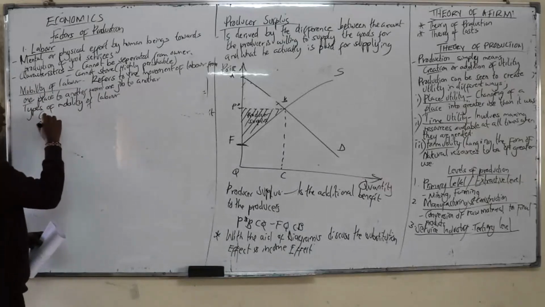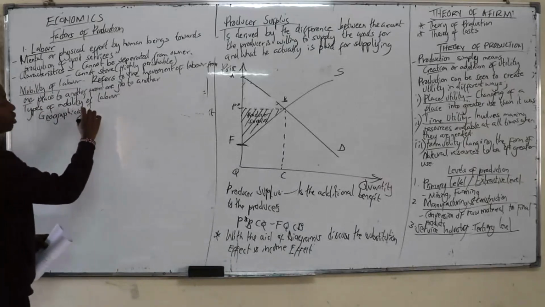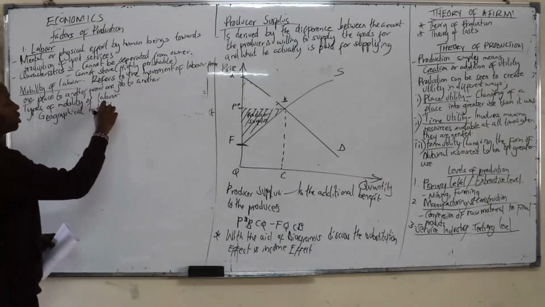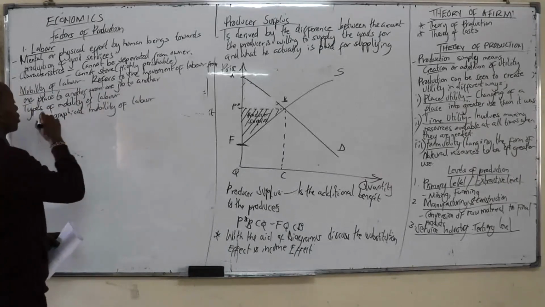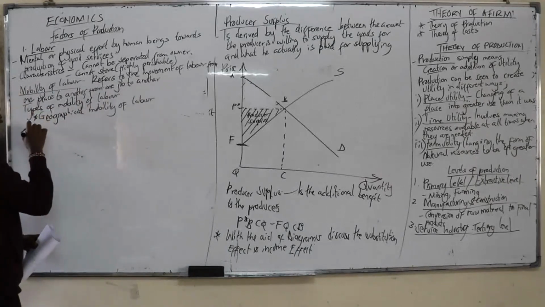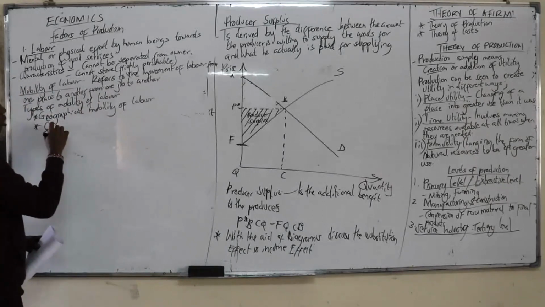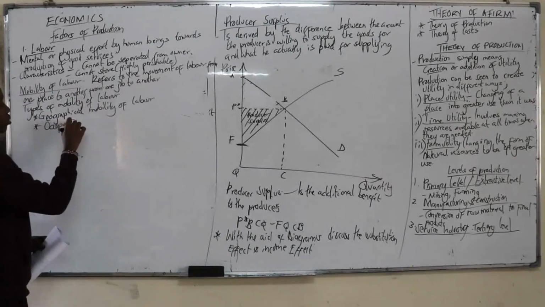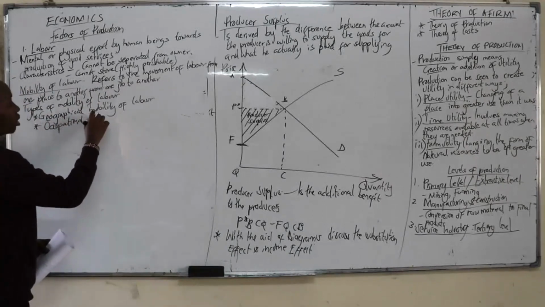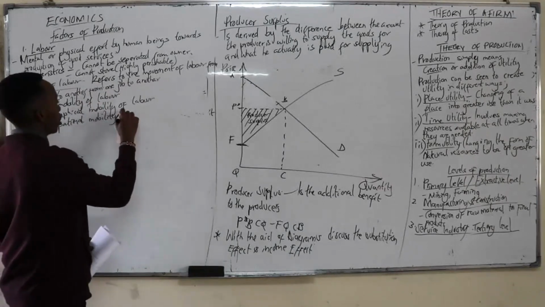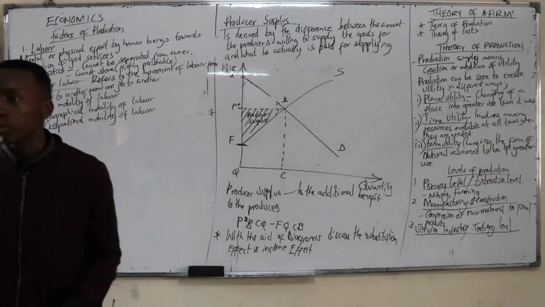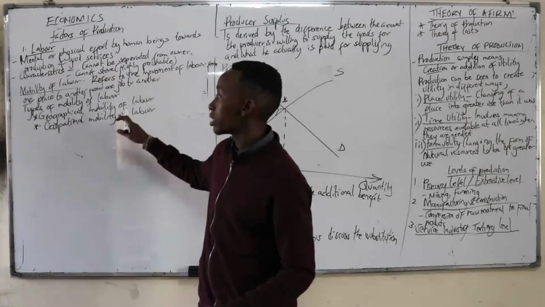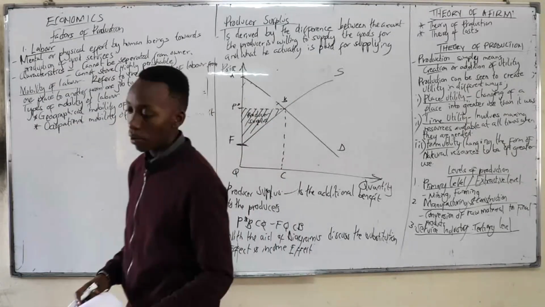So one is geographical mobility. This is moving from one place to another, mobility of labor. Secondly, it may be occupational mobility of labor. This is where you are moving in terms of ranks, or from one profession to another.